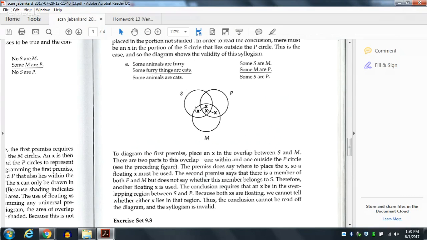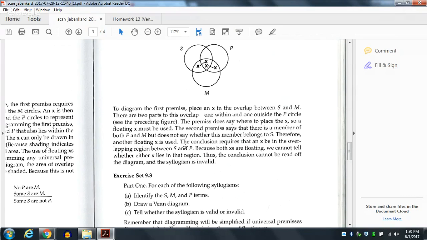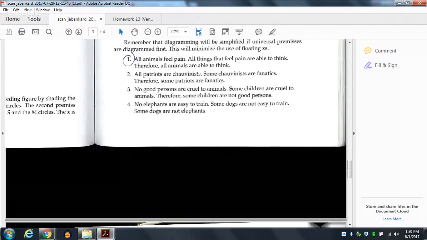Anytime you have an X in two places with a line because you're not sure where it goes, if it ends that way, it's an invalid deductive argument. Okay. All right. So we'll do a couple more examples and then I'll stop.